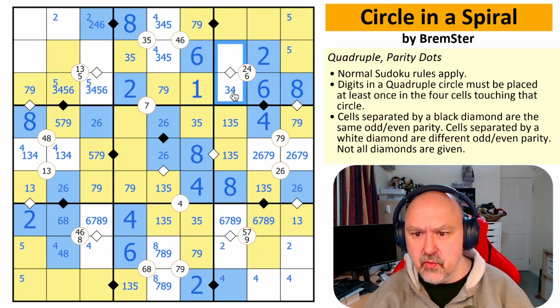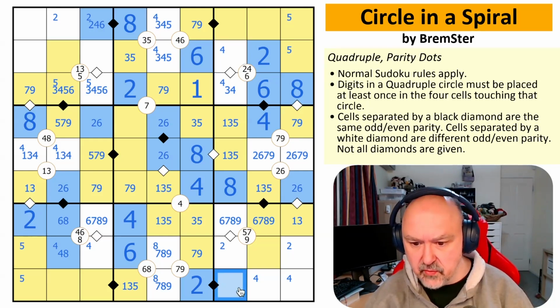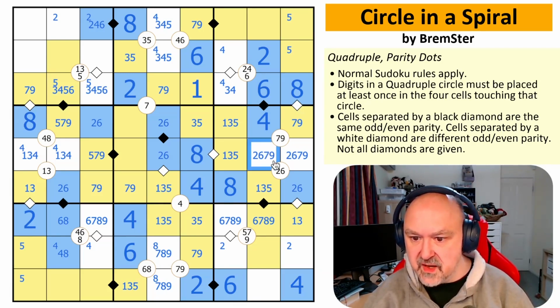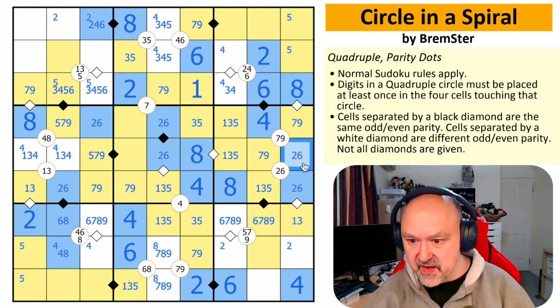I need to put a 4 in one of those two, which means that is not 4. So this is 6 or 8, and it's not 8. This is 6. So 4 is in one of those, and it must be there because of that 4 now. So that becomes even. Well, this can't be 2 or 6 because it sees 2, 6 now. So that becomes odd. This becomes even. This is really all about chasing the parities.